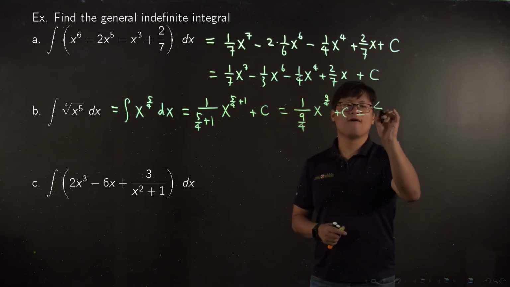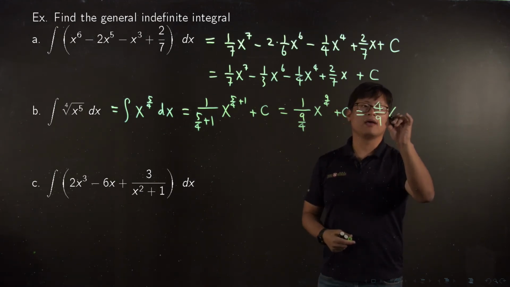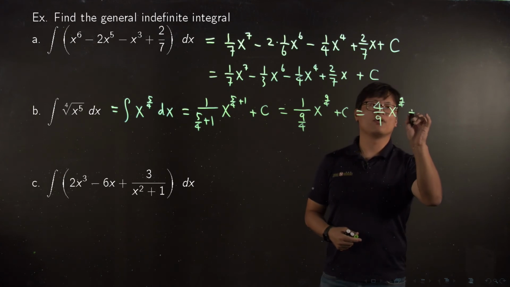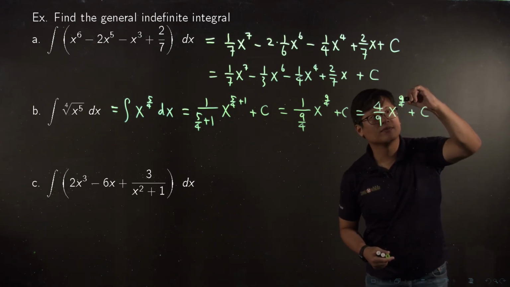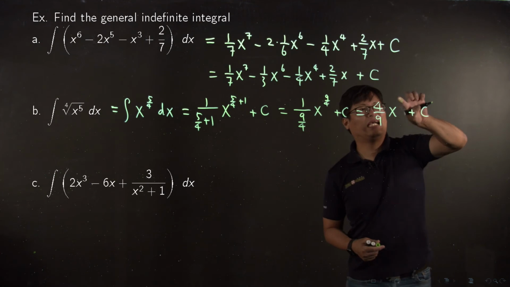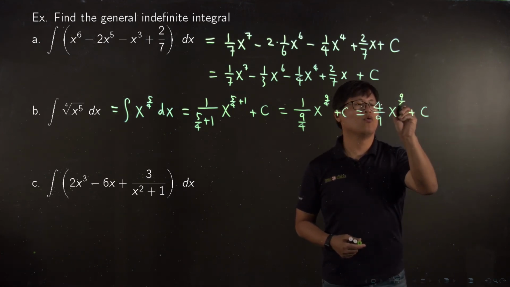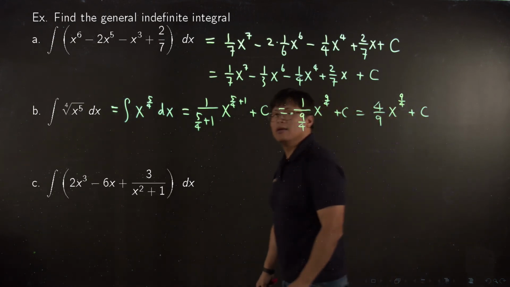Which is equal to 4/9, a compound fraction, right? x to the 9 over 4 plus c. That's it. I wrote 9 over 4 here, that's what I wrote, okay? And then what about the next one? Okay, so here we go.